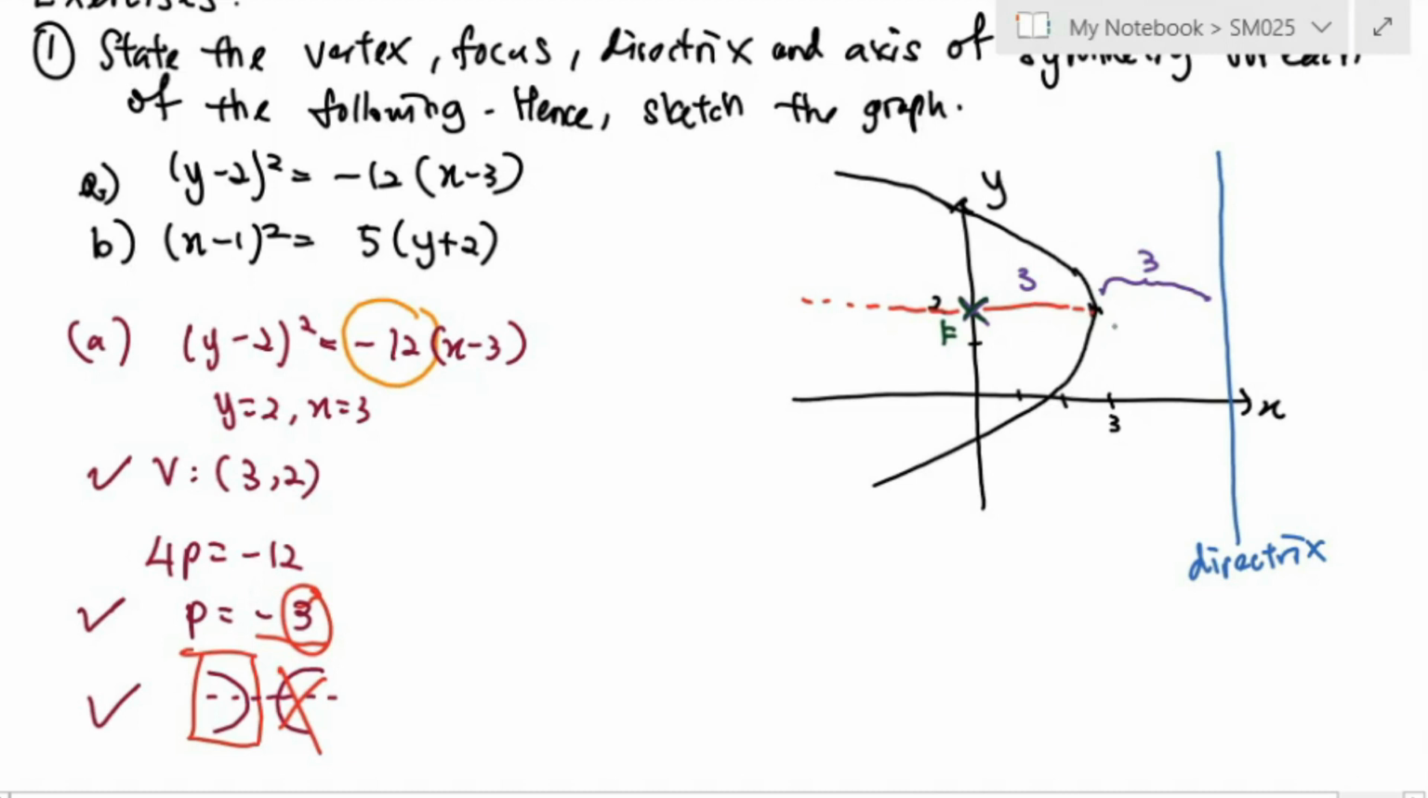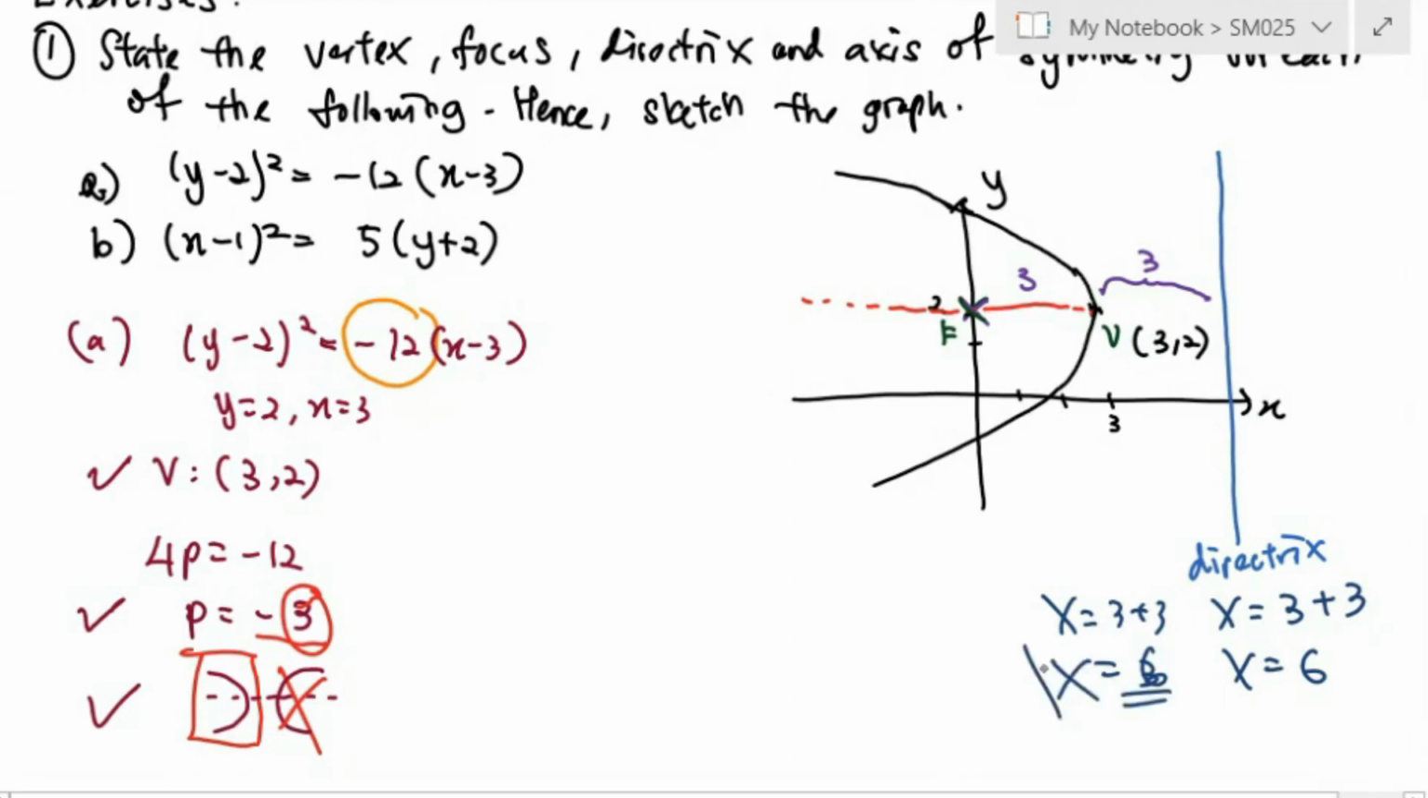So this is my vertex. Then that will be the directrix. So what's the vertex? It will be 3, 2. What's your directrix? The directrix will be a vertical line. So x equals to 3 plus 3, because you're moving to the right-hand side. So x equals to 6. You don't just put 3 plus 3, then 6, like that. It's an equation, so you must write out the equation. It's not the value. It's an equation. So this is what we are concerned with, x equals to 6.